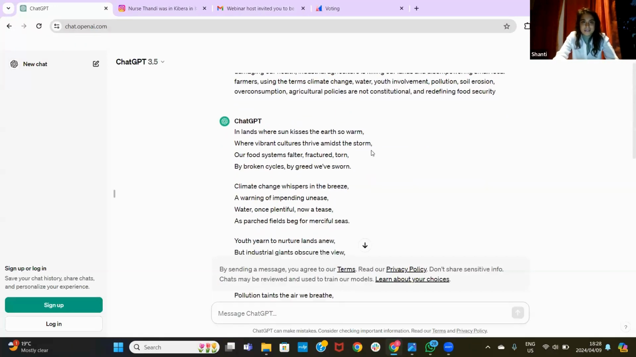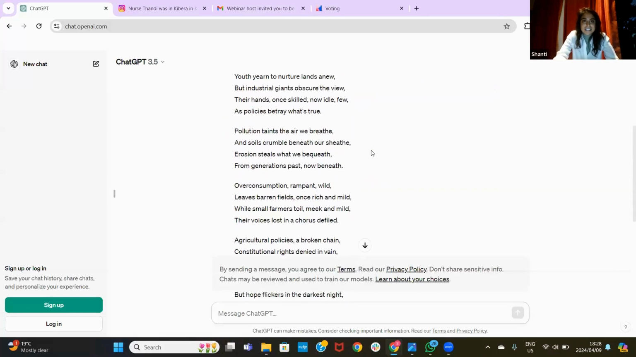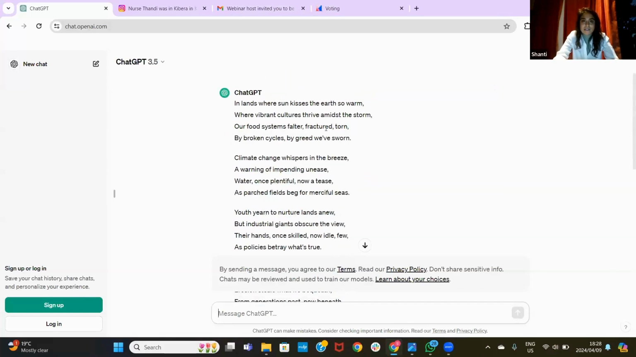So here is the poem that it wrote. It's quite long. We'll read maybe the first two verses.